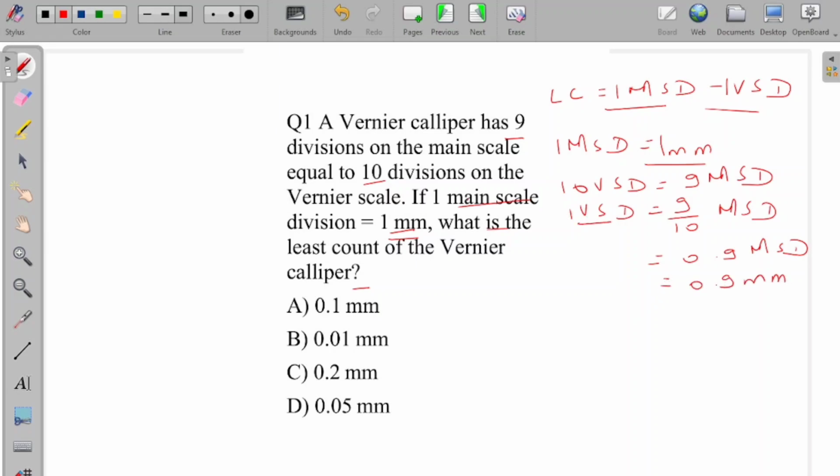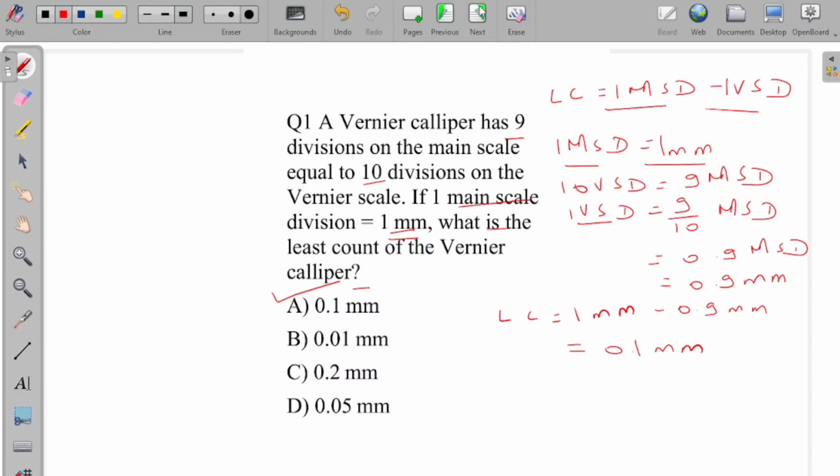Now we have 1 VSD and we have 1 MSD. Let's put them in the formula. We will get least count as 1 millimeter minus 0.9 millimeter, and this gives us 0.1 millimeter. This is the answer and option A is correct.